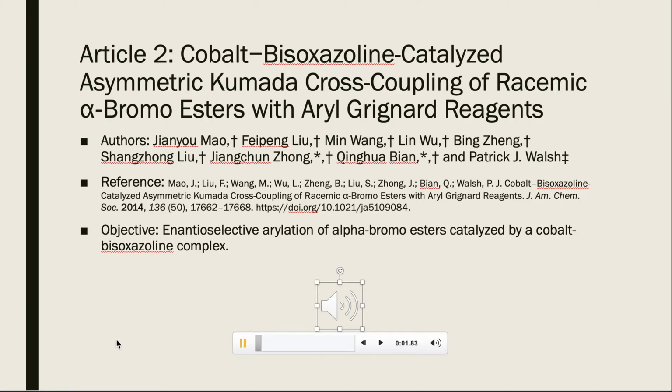Moving on to the next article, cobalt bisoxazolene catalyzed asymmetric Kumada cross coupling of racemic alpha bromoesters with aryl Grignard reagents. The objective of this article was enantioselective arylation of alpha bromoesters catalyzed by a cobalt bisoxazolene complex. As we see in the Kumada cross coupling, not only nickel applies, there are many kinds of transition metals that apply for this kind of cross coupling.